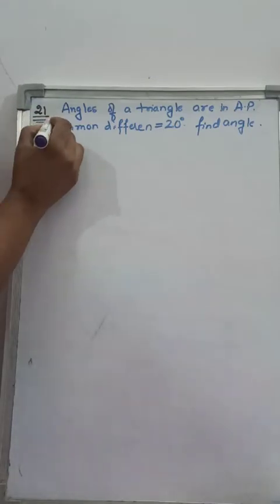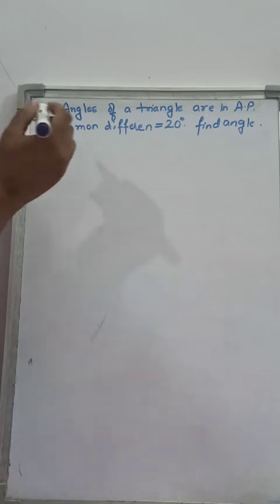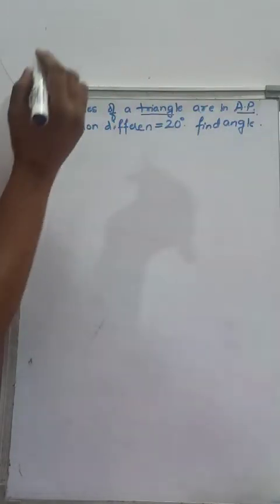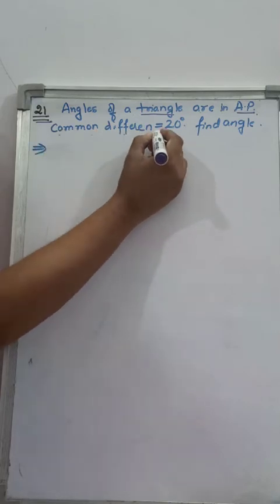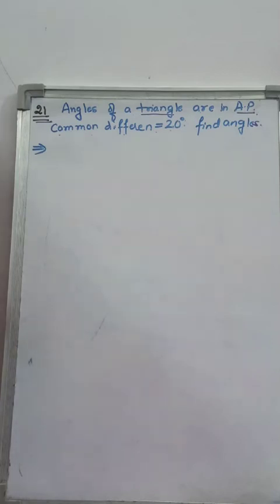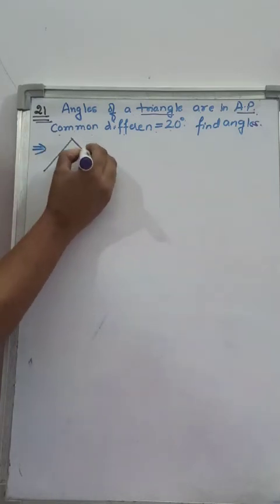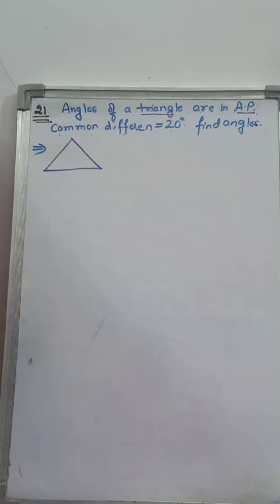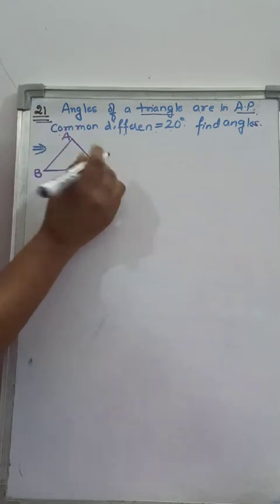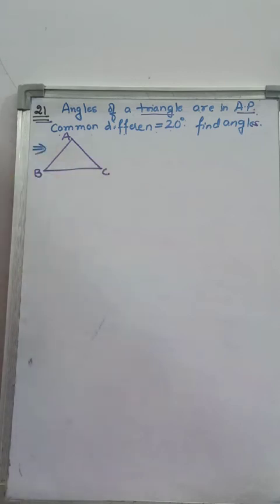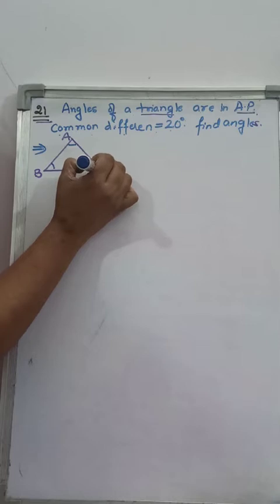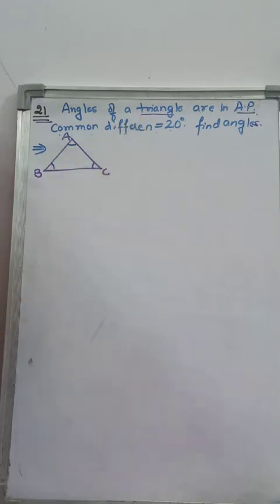Question number 21. It says that the angles of a triangle are in AP and the common difference is given as 20 degrees. Find the angles. So you know what is a triangle? A closed figure with 3 sides. So it is having 3 angles. A, B, C are the 3 vertices. Now this is angle A, this is angle B, this is angle C. So what is the property of a triangle?